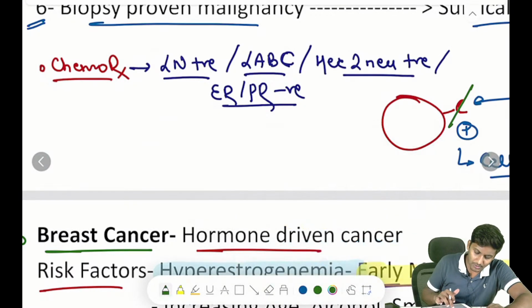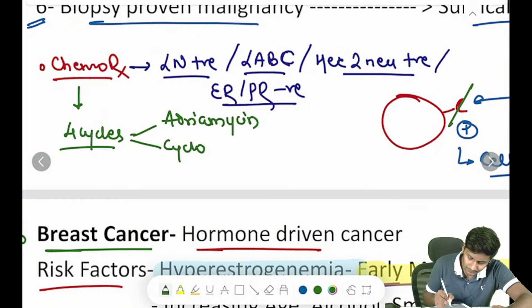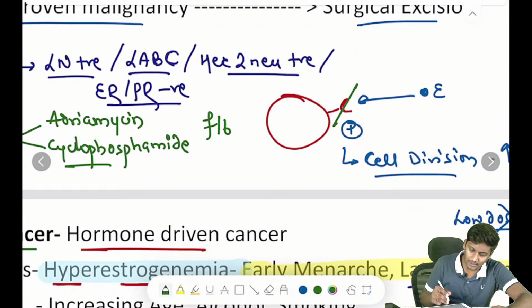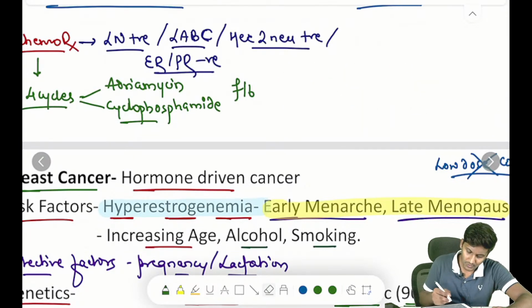What are the cycles for chemotherapy that are given? So you have to remember, for chemotherapy we have to give 4 cycles of AC. What is AC now? A for adriamycin, and C for cyclophosphamide. We have to give 4 cycles of AC, followed by, what will we do after that? Followed by 4 cycles of paclitaxel.